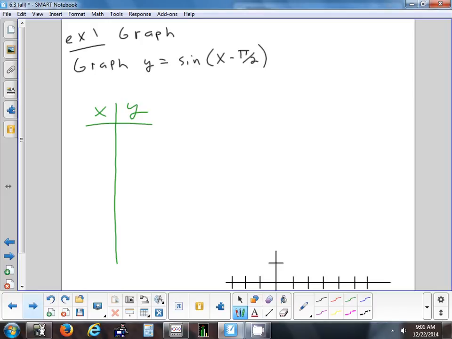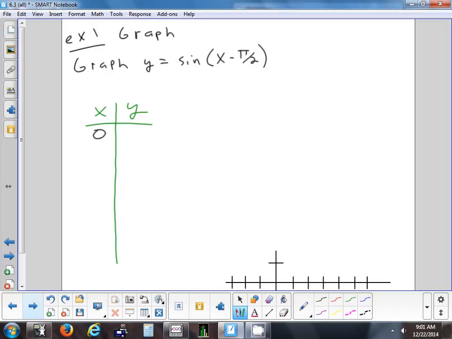Okay, the next one we need a common denominator. It's pi over 2 plus pi over 1. What's the common denominator between 1 and 2? 2. So let's double the bottom, double the top. So you get pi over 2 plus 2 pi over 2. That's 3 pi over 2.